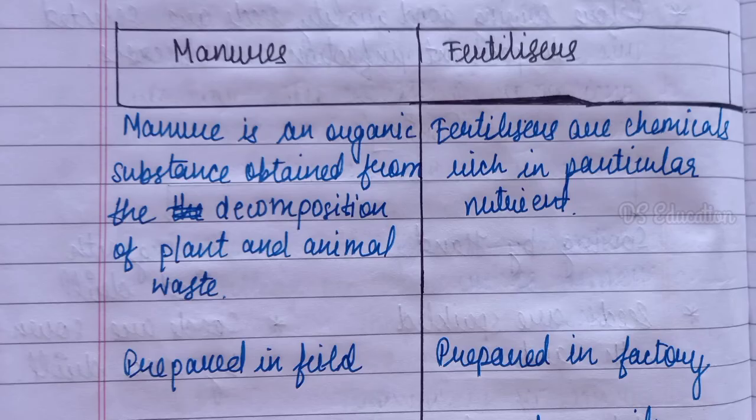Now let's see what manures and fertilizers are. Manure is an organic substance obtained from the decomposition of plant and animal waste. Fertilizers are chemicals rich in particular nutrients. Manures are prepared in the field. On the other hand, fertilizers are prepared in factories.